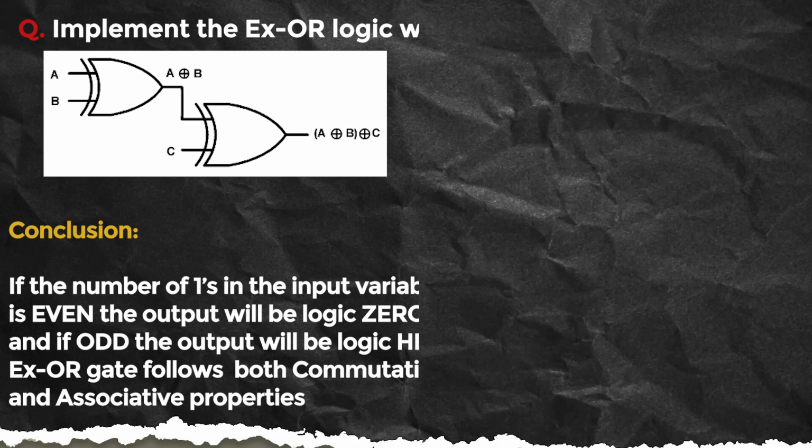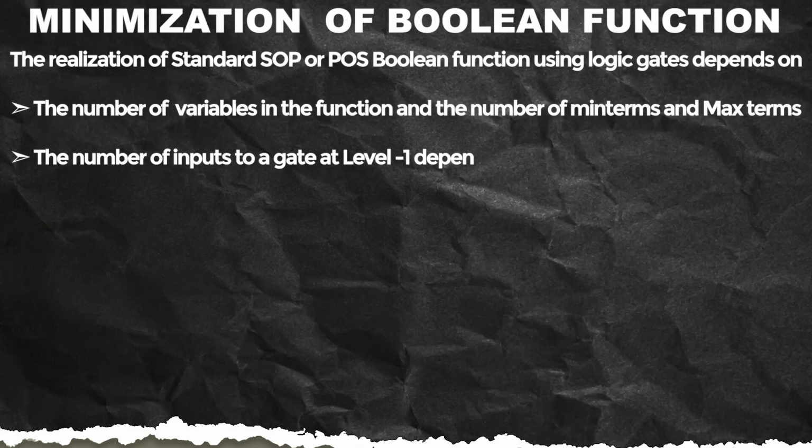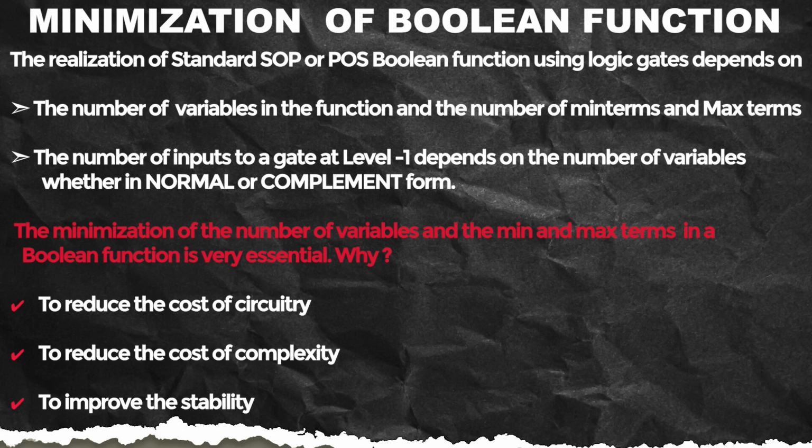Now we will come to the next topic, minimization of Boolean functions. The realization of a standard sum of products or product of sums Boolean function using logic gates depends first on the number of variables in the function and the number of min terms and max terms. If it is sum of products, it is the min terms, and if it is product of sums, it is the max terms. The number of inputs to a gate at level 1 depends on the number of variables, whether in normal or complement form.